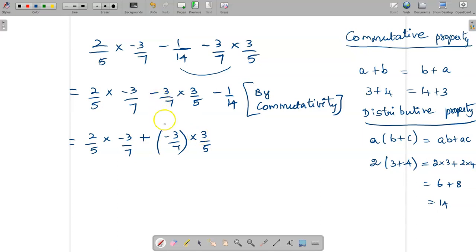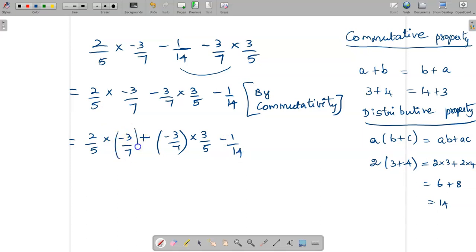Why am I writing like this? Anyway, plus into minus is nothing but what? Minus. So I can write this minus as the middle term plus, and then minus I am writing like this. I am just simplifying the middle term so that it is easy for us.